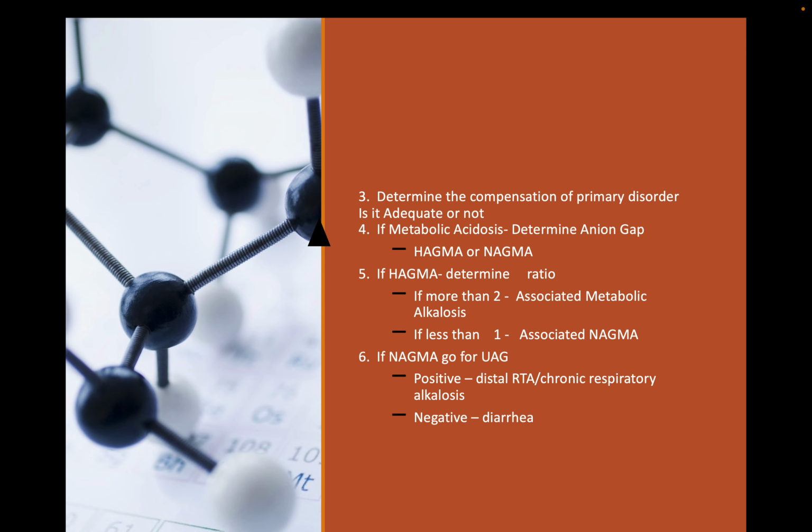So anything less than 1 in the delta ratio is NAGMA. Less than 0.5 is definitely NAGMA. 0.4 to 1 is generally a mixed pattern, but anything less than 1, you take it as NAGMA. 1 to 2 is HAGMA. More than 2 is a mixed HAGMA plus metabolic alkalosis.